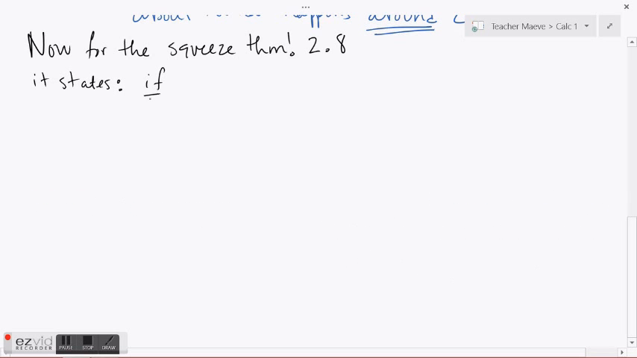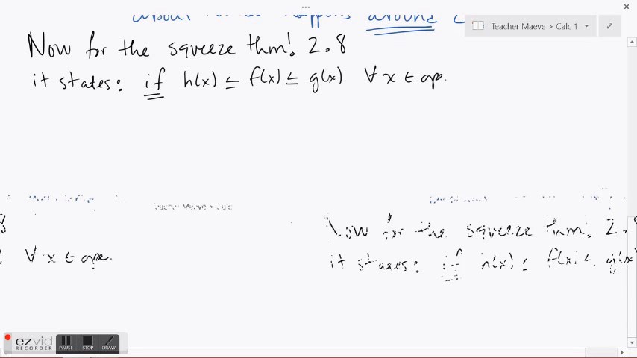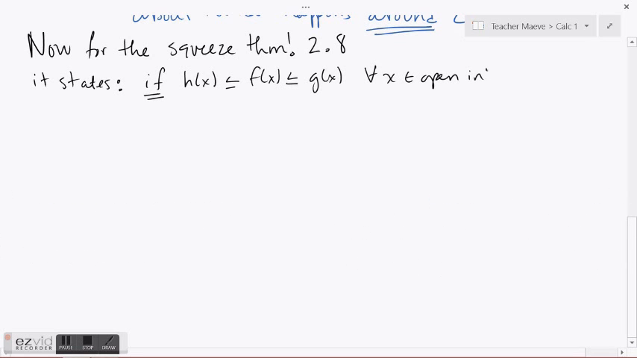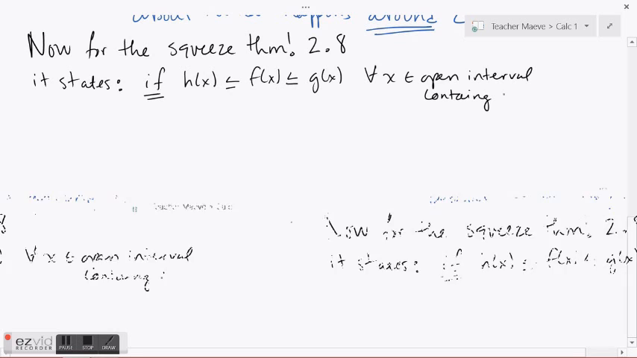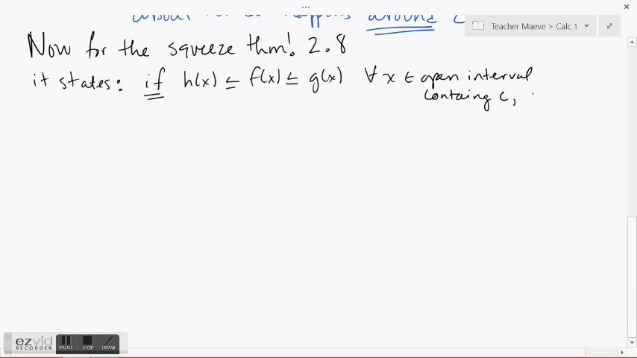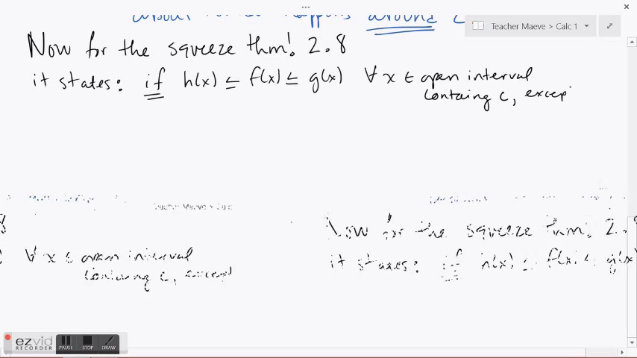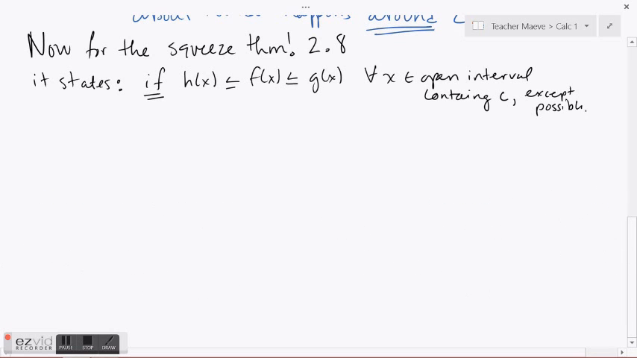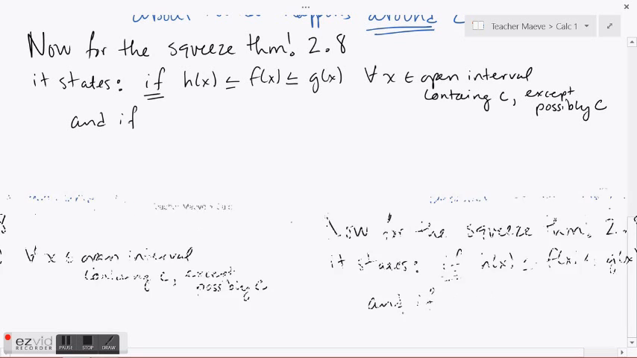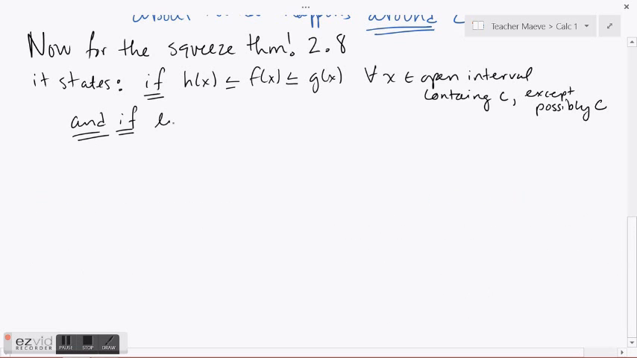The squeeze theorem states, if h of x is less than or equal to f of x is less than or equal to g of x. So if all my y values for h are less than the y values for f, which are less than the y values of g, for all x that are elements of an open interval containing c, except possibly c itself, right? Because there could be some sort of hole at c. And that's why we need this theorem to begin with: if f of x is not defined at c, or if there's a hole at c, then we need to kind of squeeze it between these two other functions.